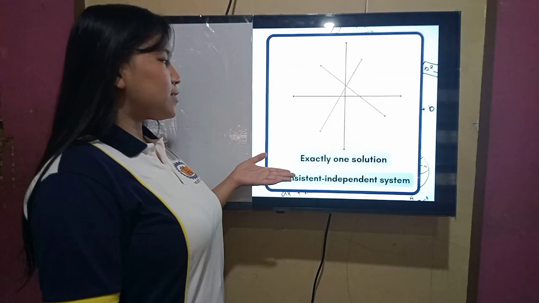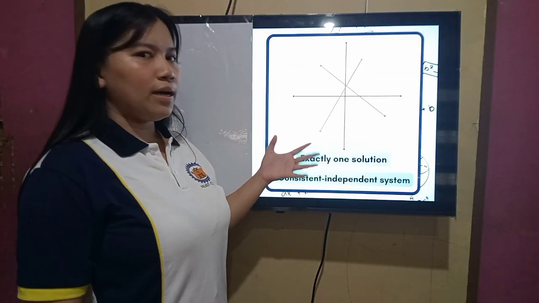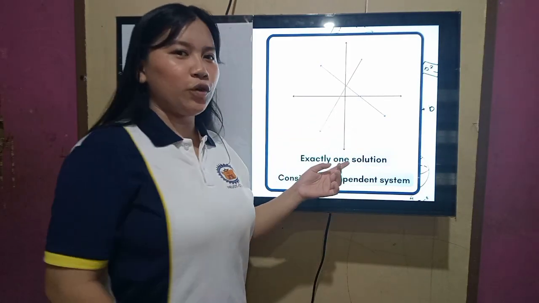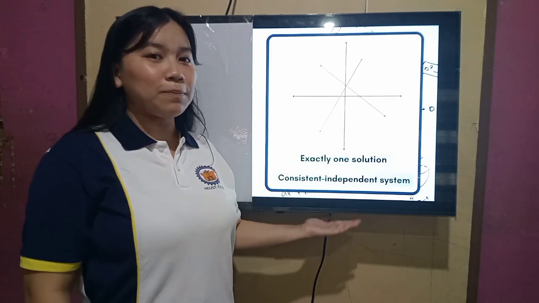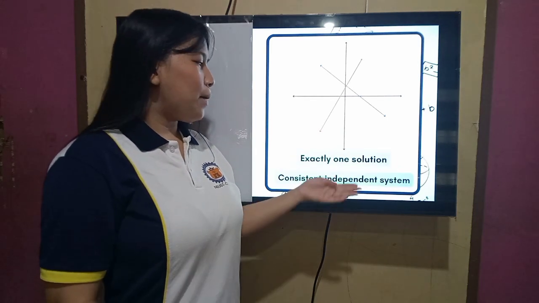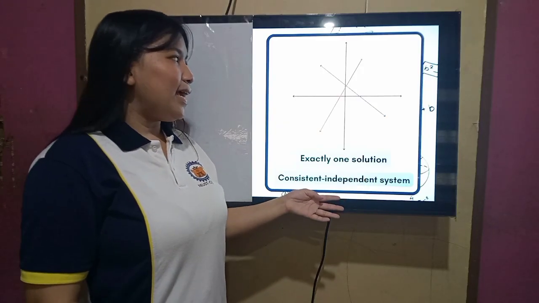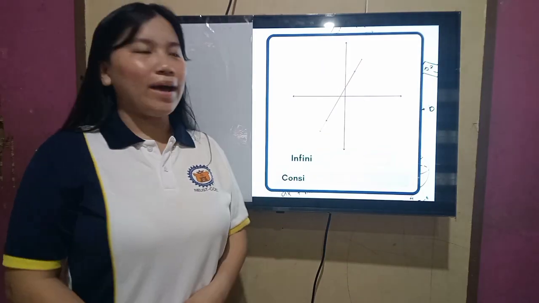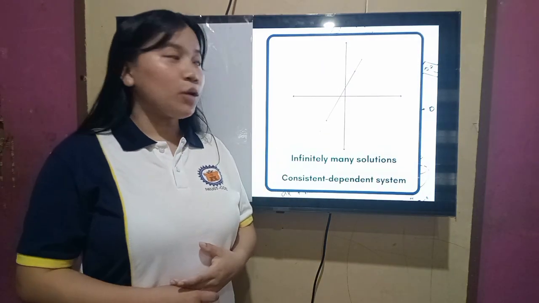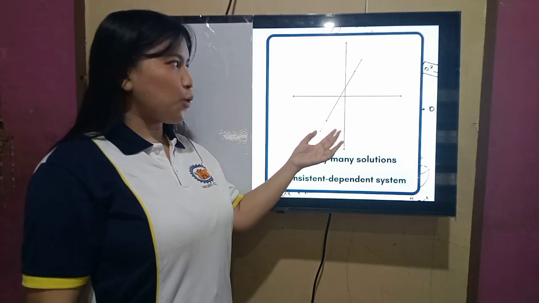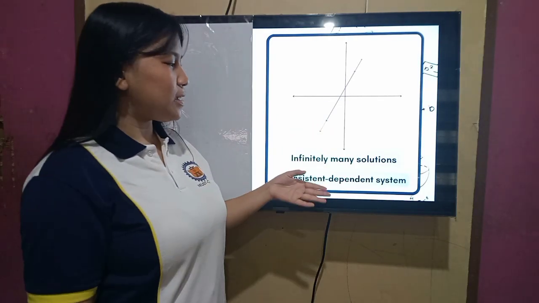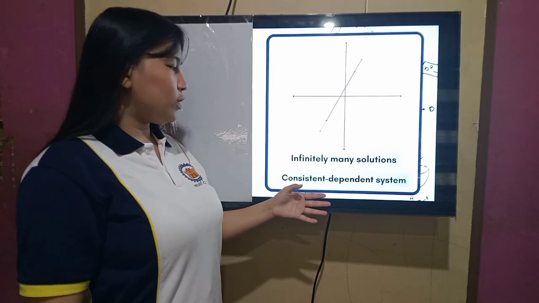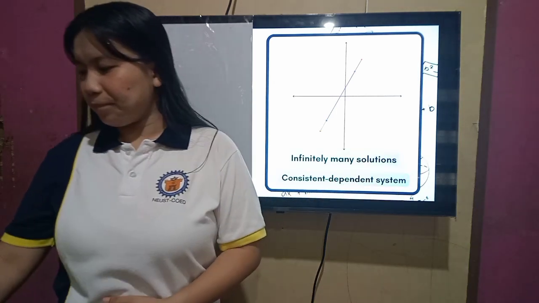So, sa graphs, meron tayong linear equations or system of linear equations, two equations na nagkaroon ng intersection. Ibig sabihin, kapag ganito yung graphs ng ating system of linear equations, meron tayong exactly one solution. And it is called a consistent and independent system. So, for the next one, if yung graph naman ng ating linear equations ay coincident lines or nagkapatong sila na lines, ibig sabihin, meron tayong infinitely many solutions. And this system is called a consistent and dependent system.